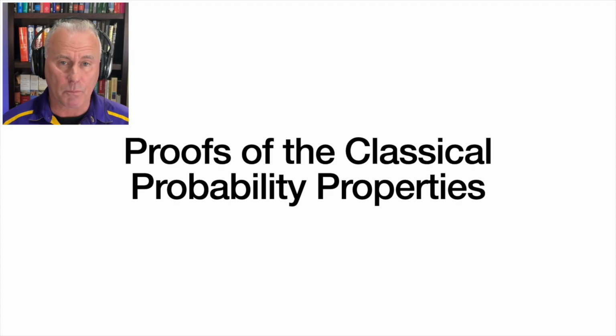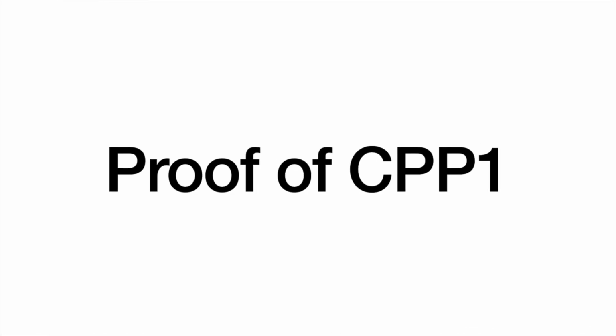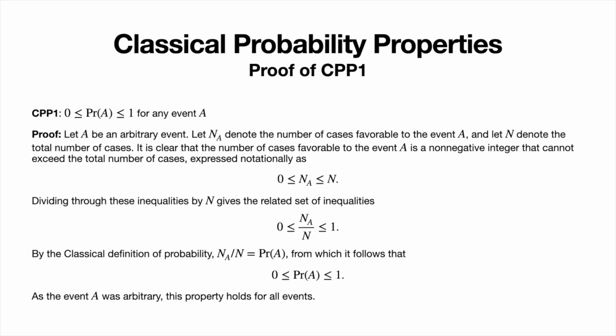All right, now let's prove each of these probability properties. Let's first prove property 1. So again, property 1 says that for any event A, the probability of A is always between 0 and 1 inclusive. Let A be an arbitrary event. Let cap n sub A denote the number of cases favorable to the event A, and let cap n without a subscript denote the total number of cases.